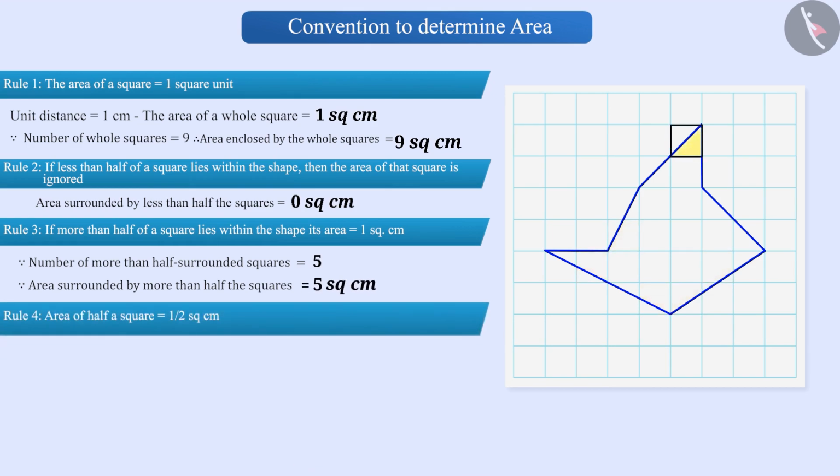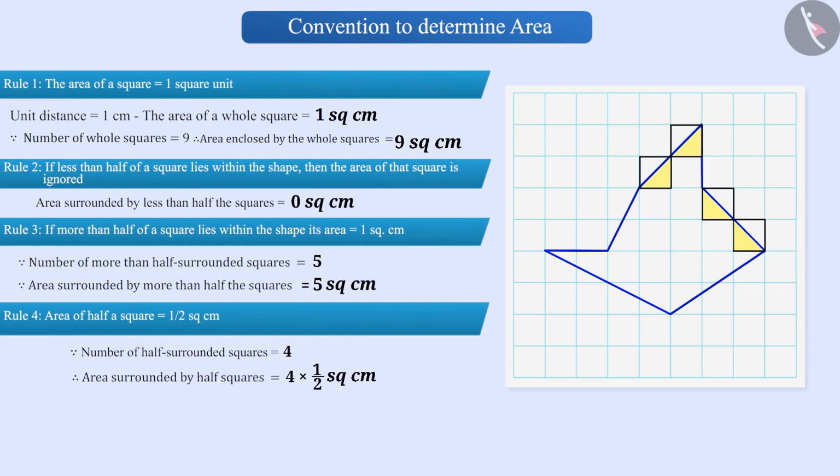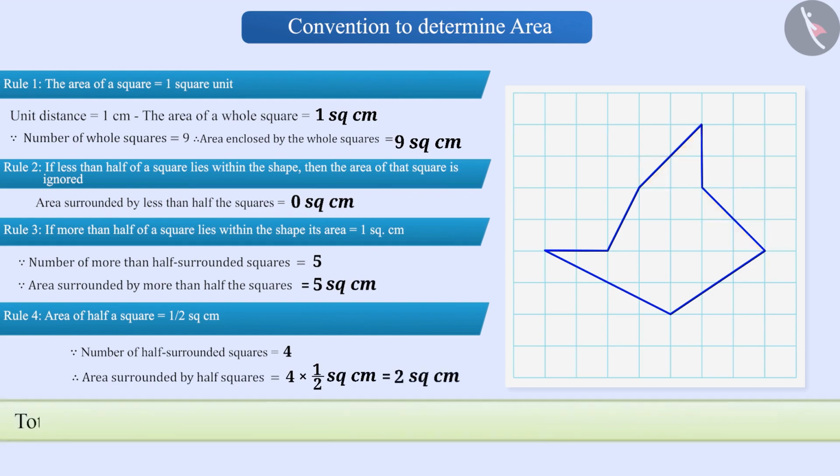Rule 4. If exactly half of a square lies within the shape, its area is considered to be half a square centimeter. There is a total of 4 such squares here, so the area surrounded by half squares is 4 into half square centimeter, which is equal to 2 square centimeters.